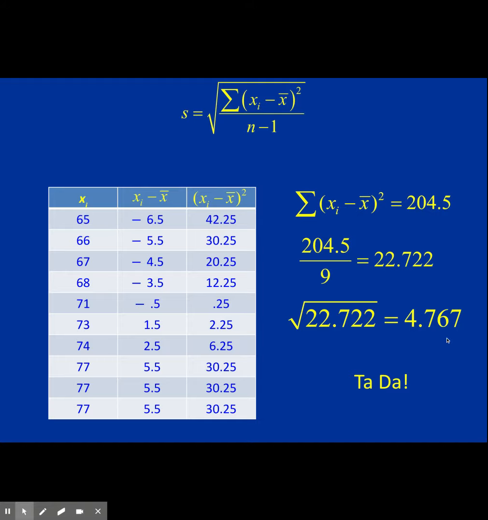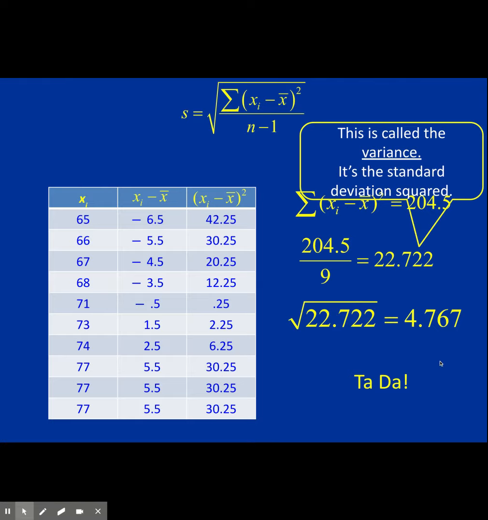So what this means is that, on average, the average distance between each of these data points and the mean is 4.77 test score points or grade point percentages, because that was the context of this problem. And so that's standard deviation. Again, you don't often have to calculate this by hand. Most of the time, this information will be given to you, and you don't have to calculate it.